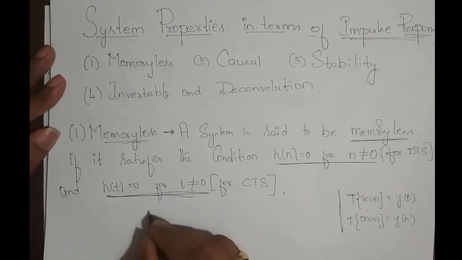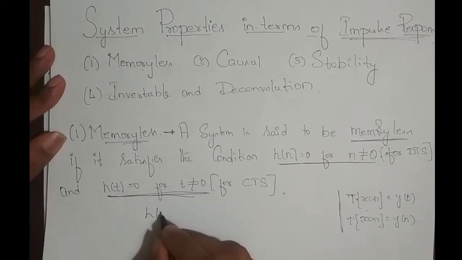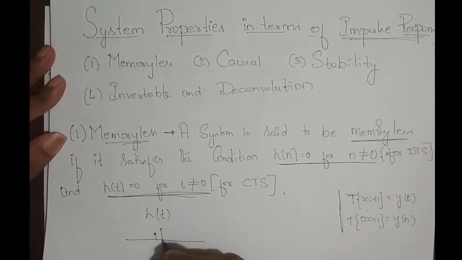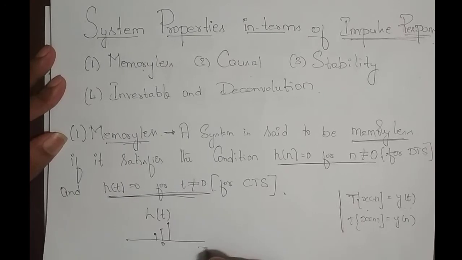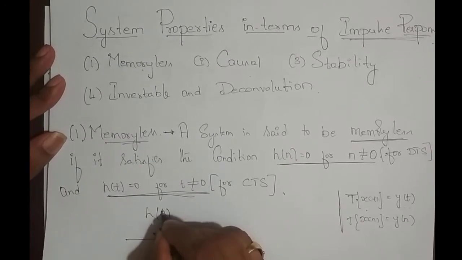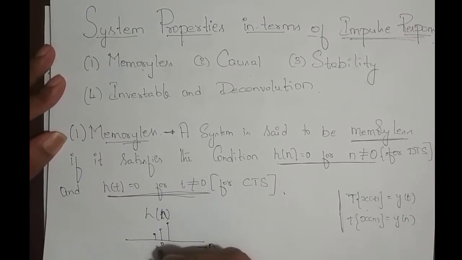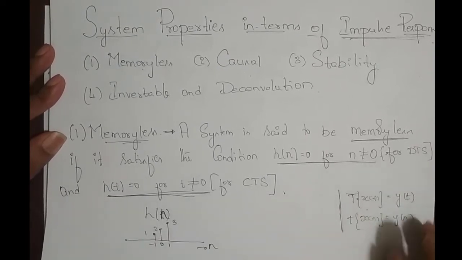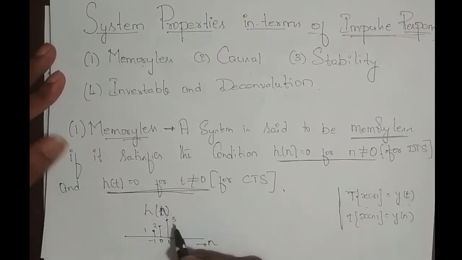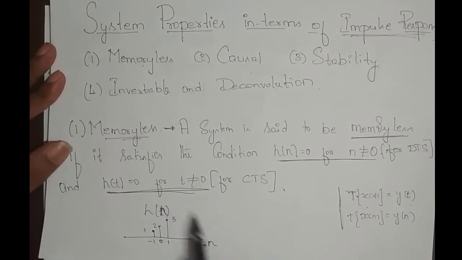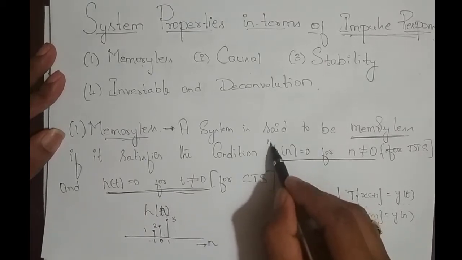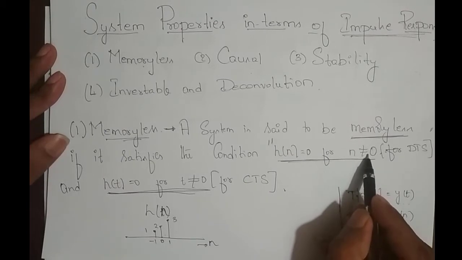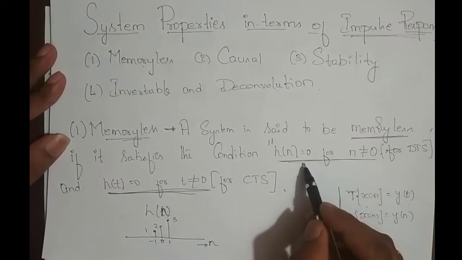So what do you mean by this? It is nothing but, say I have a system with impulse response h of t, something like this. This is at t equal to 0. I'll consider discrete time. This is at n equal to 0, n equal to minus 1, n equal to 1. I have 1, 2, 3. So this is my impulse response h of n. Does this impulse response h of n satisfy this condition? What is this condition? h of n is equal to 0 for n not equal to 0. For n not equal to 0, it should be 0.